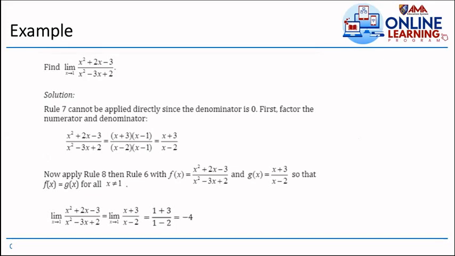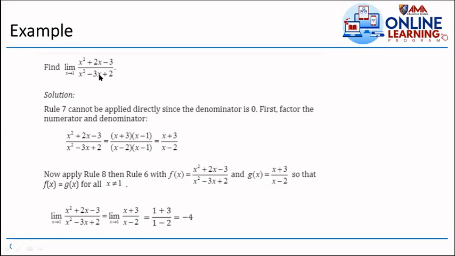Okay? Find the limit of x squared plus 2x minus 3 divided by x squared minus 3x plus 2. So the solution here says, rule 7 cannot be applied directly since the denominator is 0. First, factor the numerator and denominator. So this is the quotient rule, no? As I said, in our quotient rule, provided that the limit of the denominator is not equal to 0. But here, let's check, 1 squared is 1.